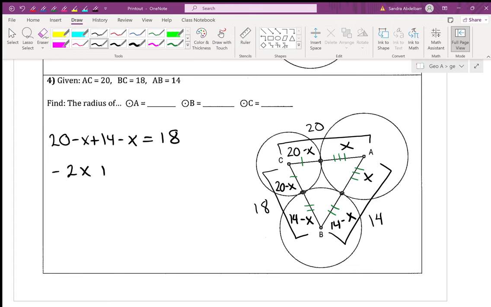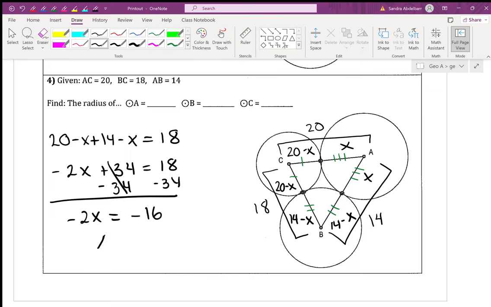Negative 2x plus 34 equals 18. Subtract that 34. We're going to have negative 2x is equal to negative 16. X will equal positive 8. So circle A is x, that's 8. Circle B is going to be 14 minus 8, which is 6. And circle C will be 20 minus 8, which is 12.